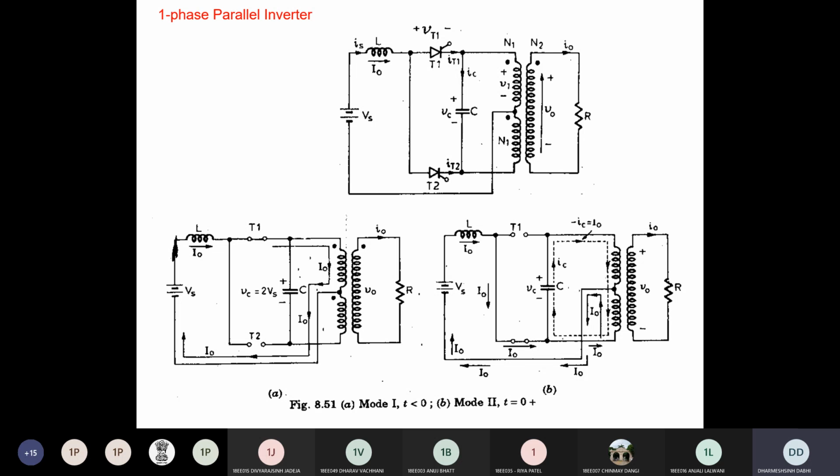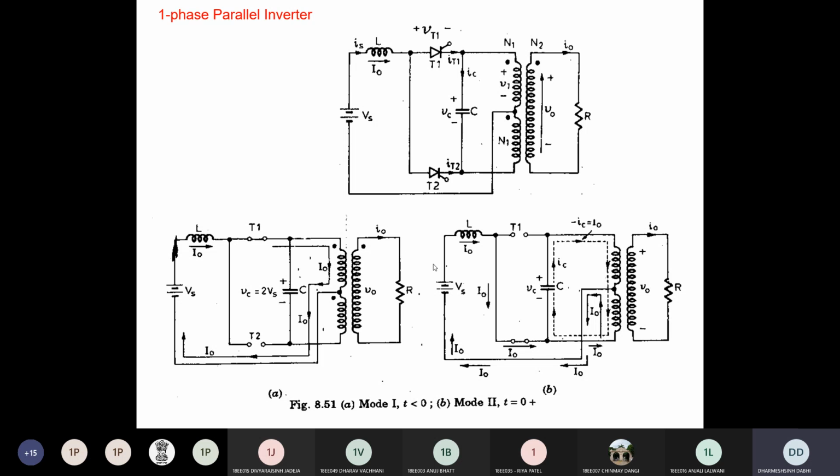It means it regains its forward blocking capacity, so it acts as an open circuit. And just after t equals 0 plus, only T2 is conducting, so current flows from the supply inductor through T2, the lower half of the primary winding, and then negative. Do all of you understand this? Yes, sir. Okay, so let's see the waveform for this condition.